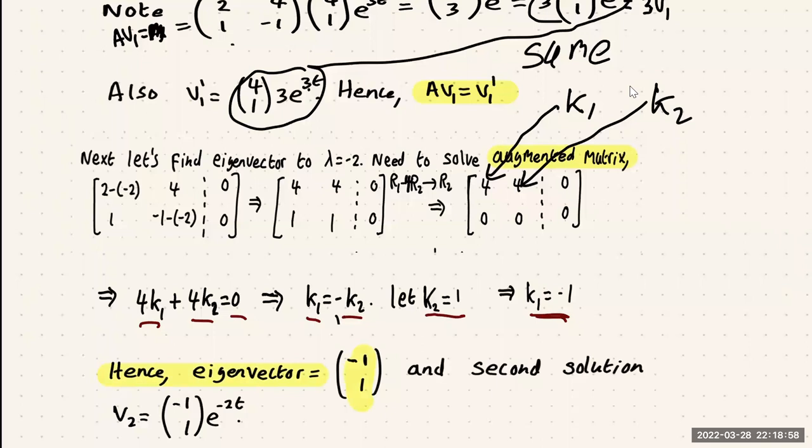And therefore, a second solution, V2, is going to be your eigenvector times e to the lambda t. Here, lambda is our eigenvalue, which is -2. So it'll be (-1, 1) e to the -2t. So that should be your second solution. So now we can write the general solution.